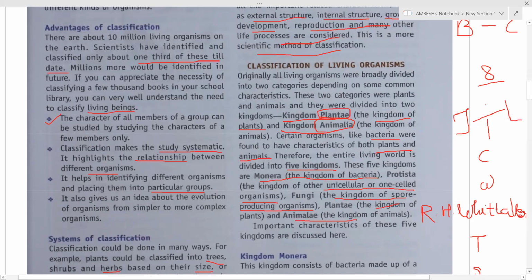So from two kingdom classification, we reached five kingdom classification just because of common characteristics. Because bacteria were having both plant and animal characteristics. Then again, some were having a eukaryotic nucleus, so they were differentiated into Protista. Fungi were spore producing, so again they got differentiated. Like that, from two kingdoms we reached five kingdoms of classification.